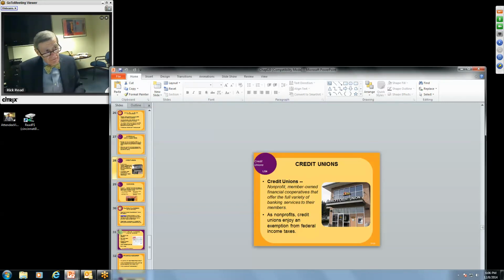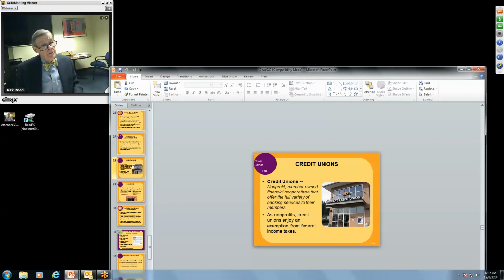Credit unions are a lot different. Savings and loans and commercial banks are in the business to make money. A credit union is depositor owned, member owned. Better way to say that. Now, they can make a profit, but from what I know, that profit has to be returned to the owners in dividends, because, notice, it's a non-profit.